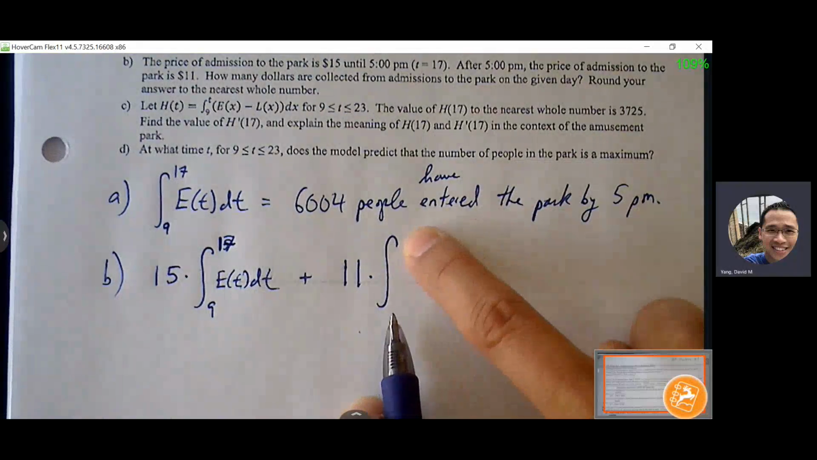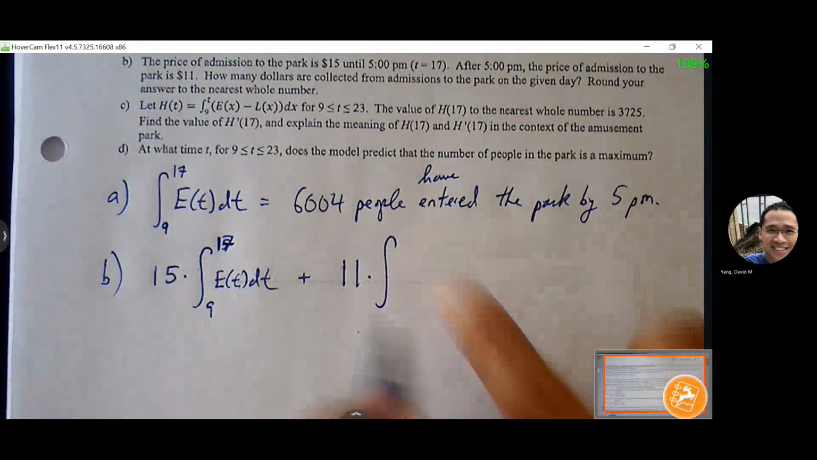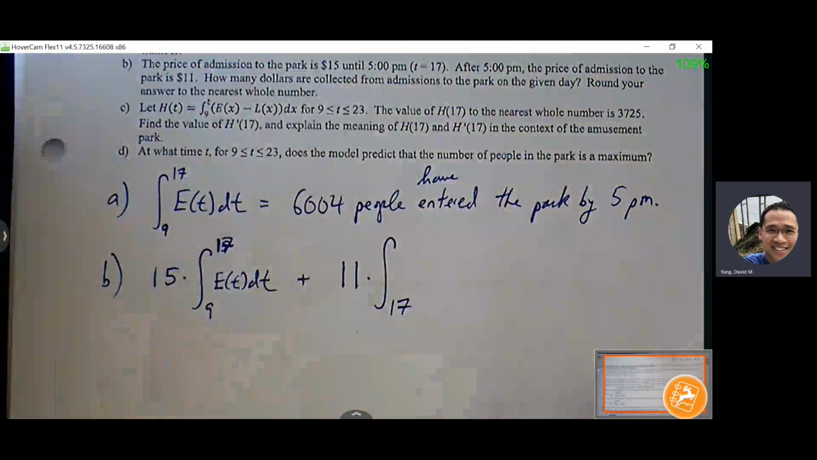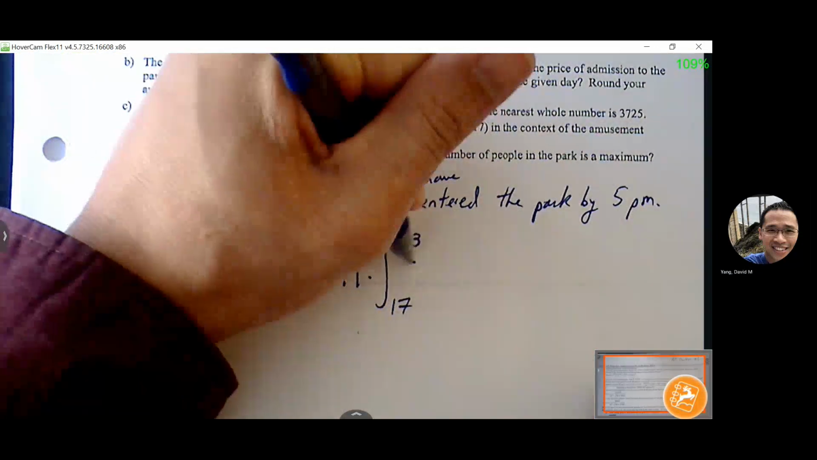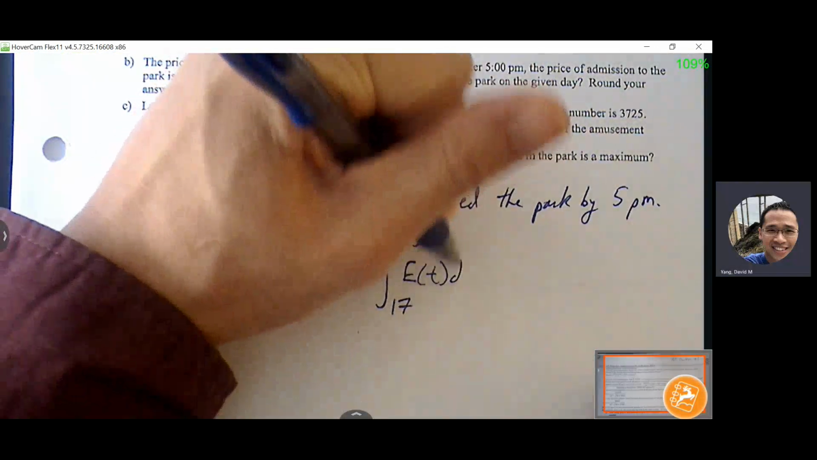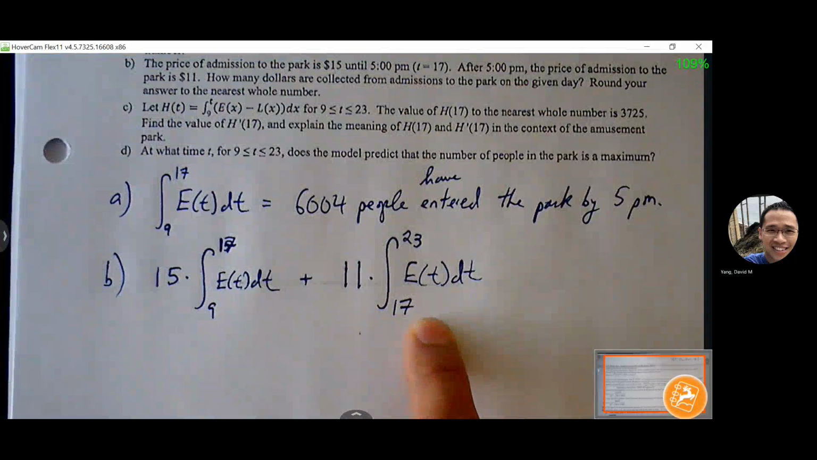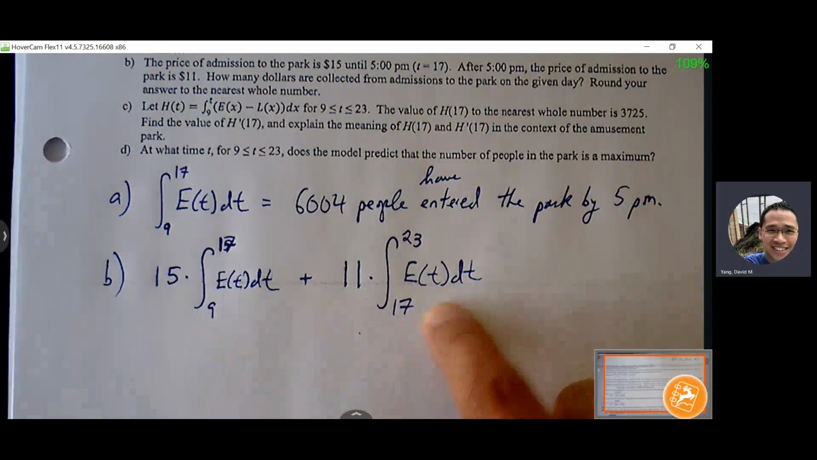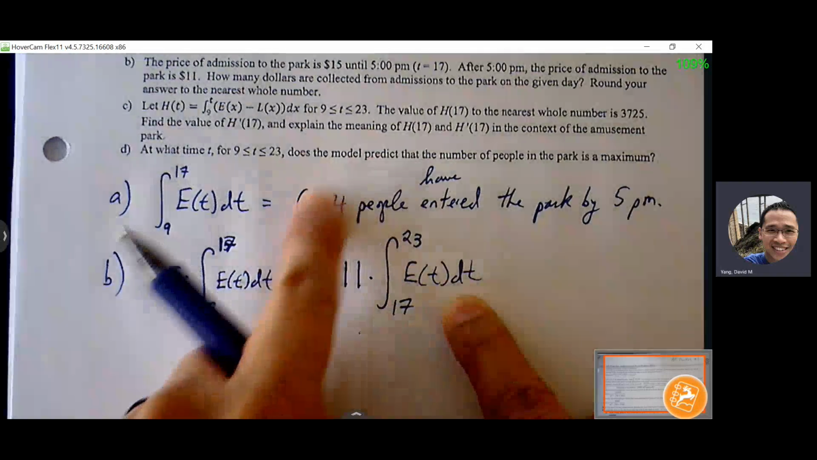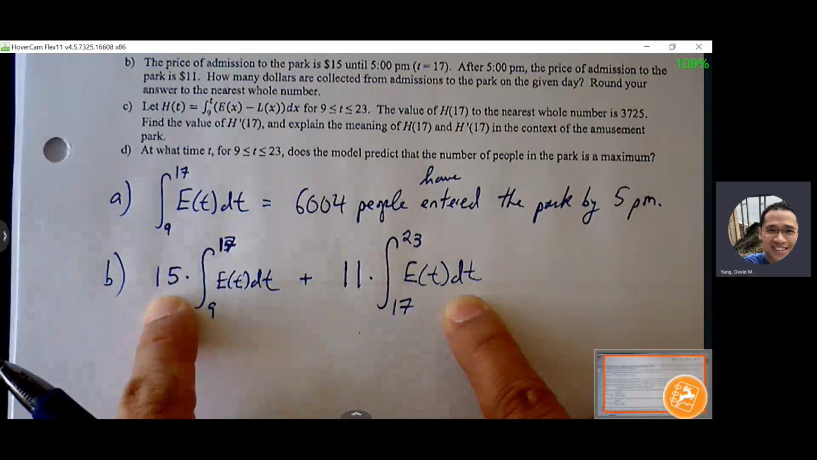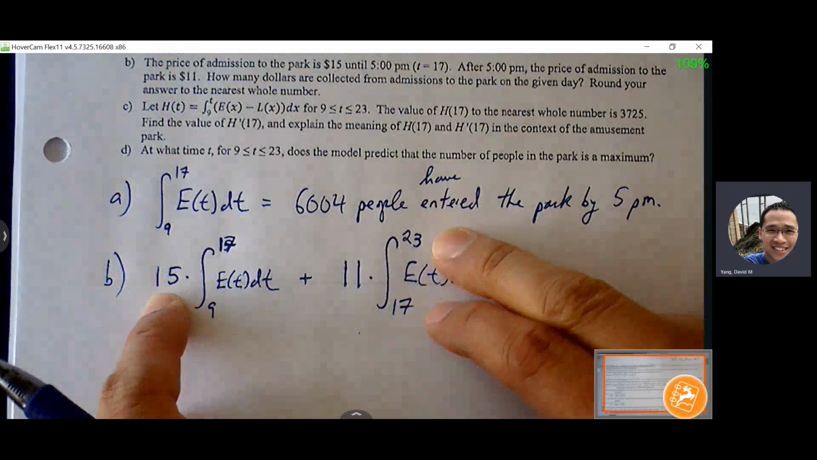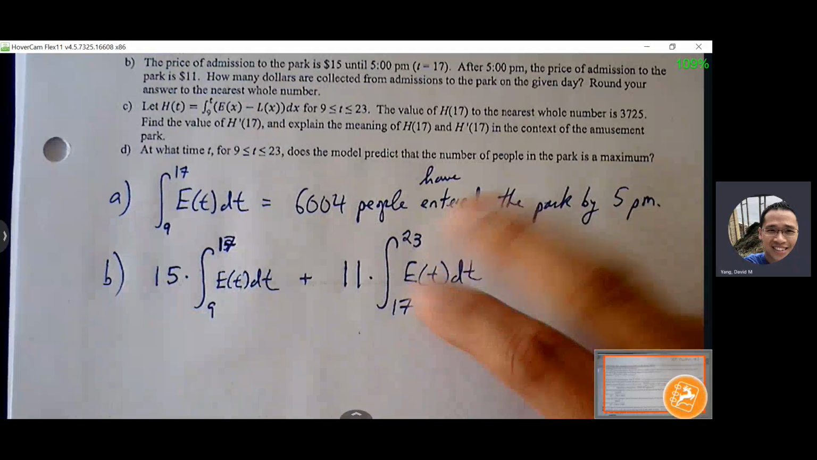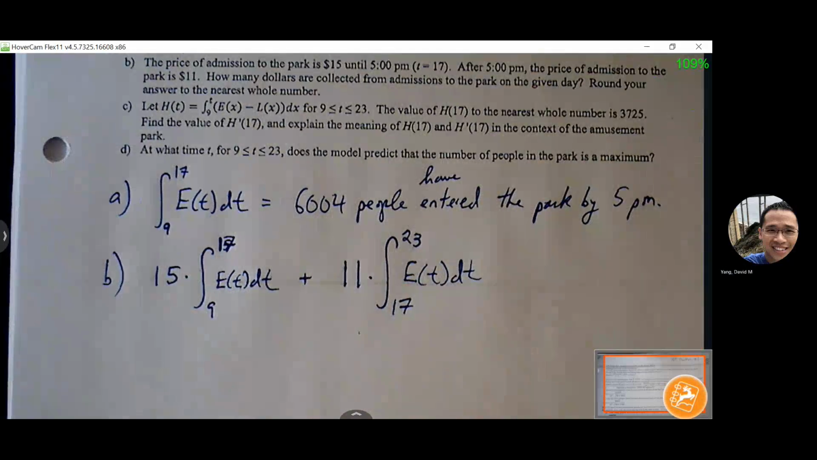So from where to where, from when to when? 17 to 23, because that's when the park closes, right? Still E of t, I still want to count the number of people who've entered the park. So we do a separate integral here. We'll find the number of people here. We already know this is 6,004, so we do 6,004 times 15. I also want to find the number of people who entered the park in this second time period and multiply that by 11.